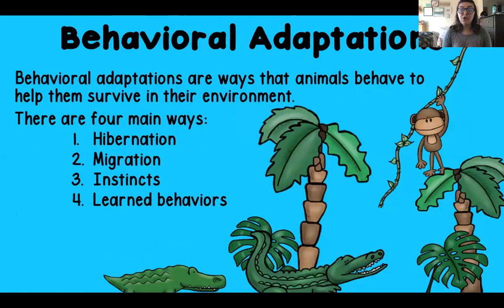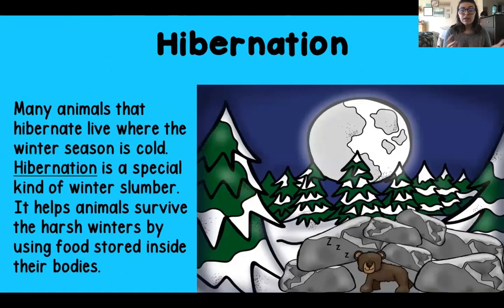And then we have our behavioral adaptations. So we have 4 main behavioral adaptations: hibernation, migration, instinct, and learned behavior. So hibernation is one that you've probably heard of before. So remember, hibernation is when animals that live in the cold places where there's a winter. It's a special kind of winter slumber that helps animals survive by using the food stored inside their bodies. So bears are our biggest one that we usually hear about. Bears hibernate to help them keep their food stored when there's not a lot of food outside for them to get.